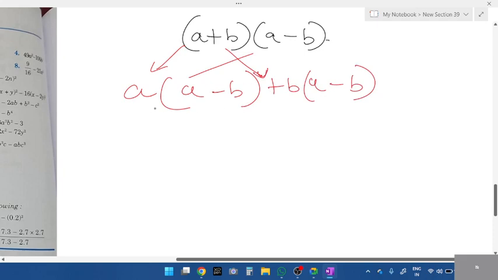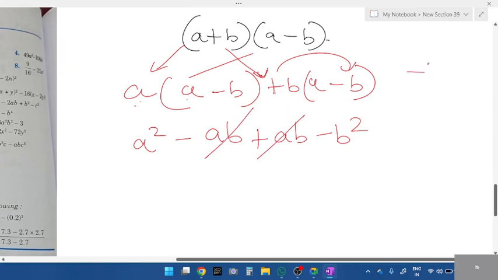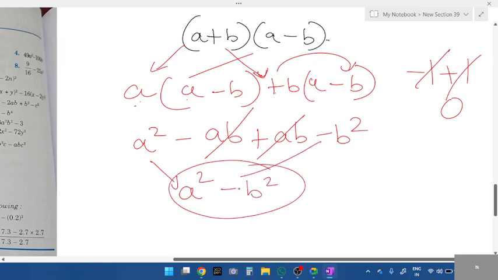Next, multiply. When you multiply, what do you get? A into A is A square, minus AB. Next, A into B is AB, minus B square. Which two are like terms here? Which one gets cancelled? AB and AB. What is minus 1 plus 1, students? What's the answer for minus 1 plus 1? 0, right? In the same way, AB and AB are same. They get cancelled. What are the values left? A square minus B square.